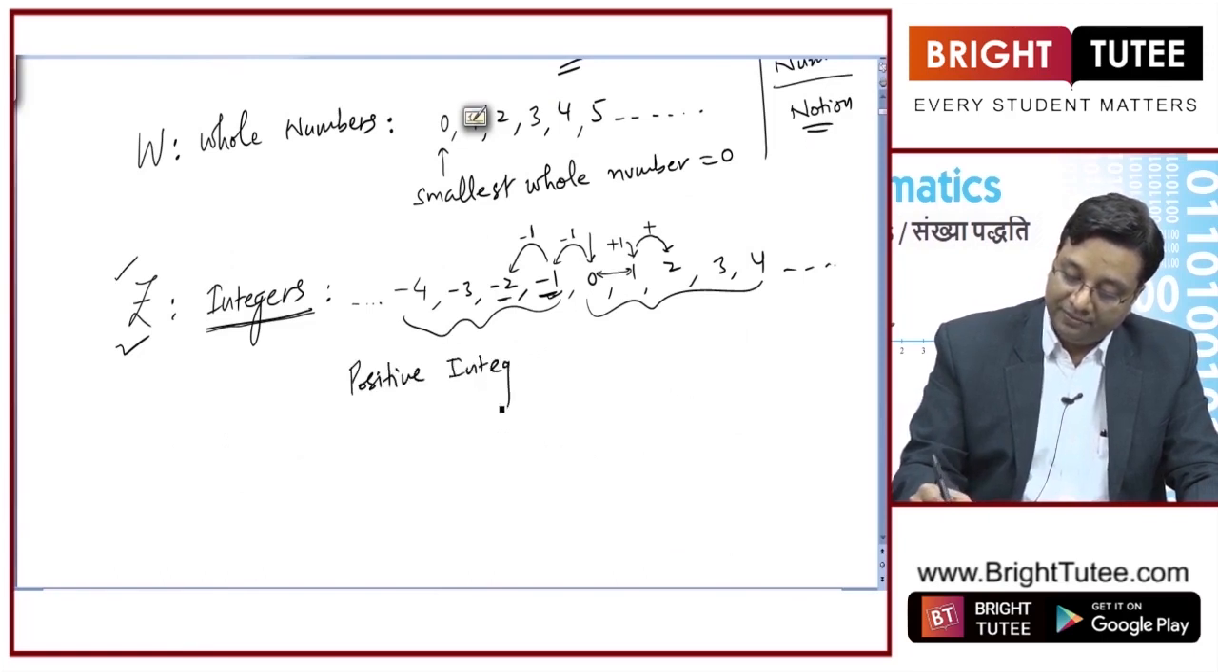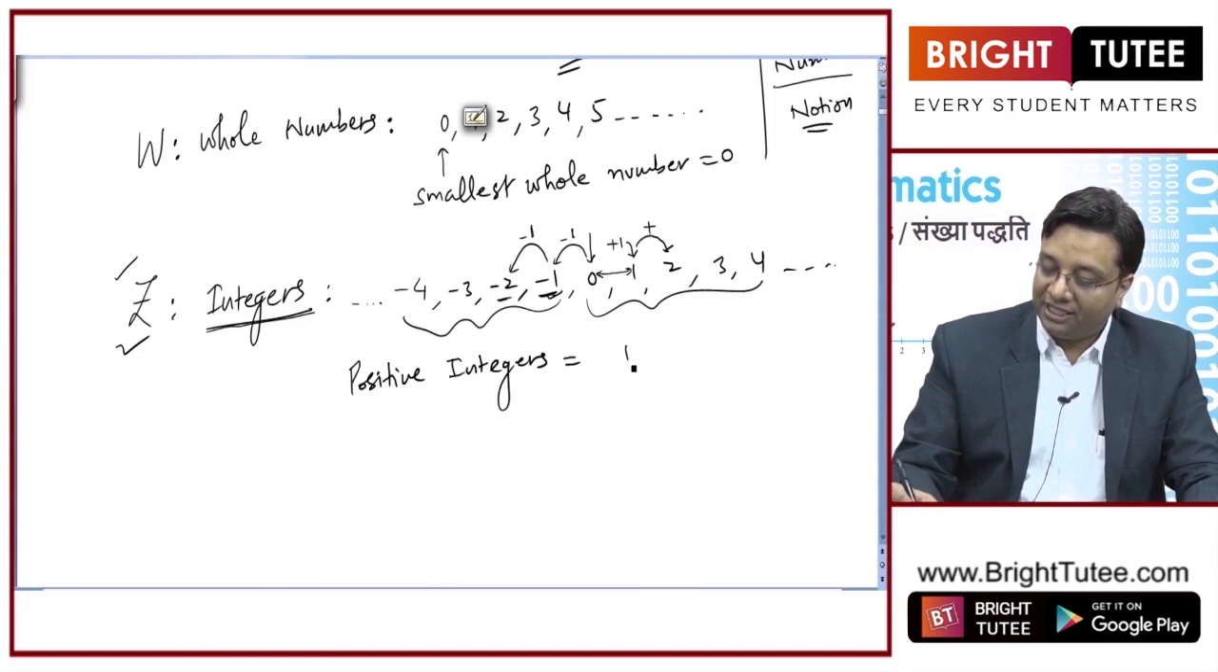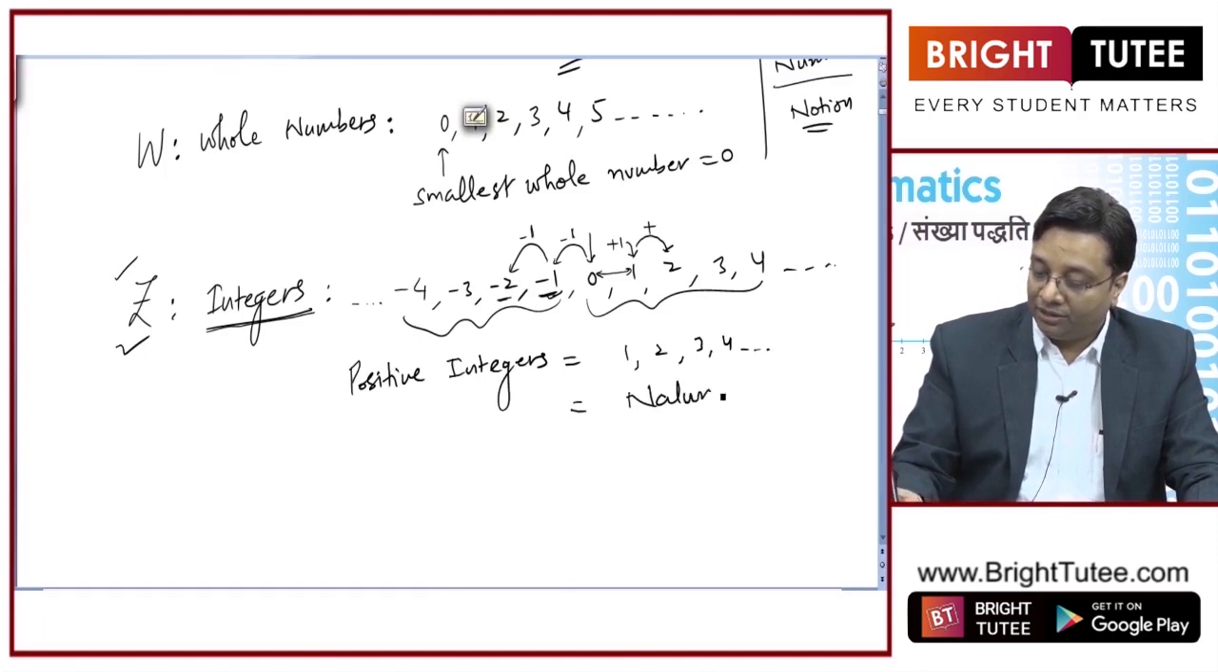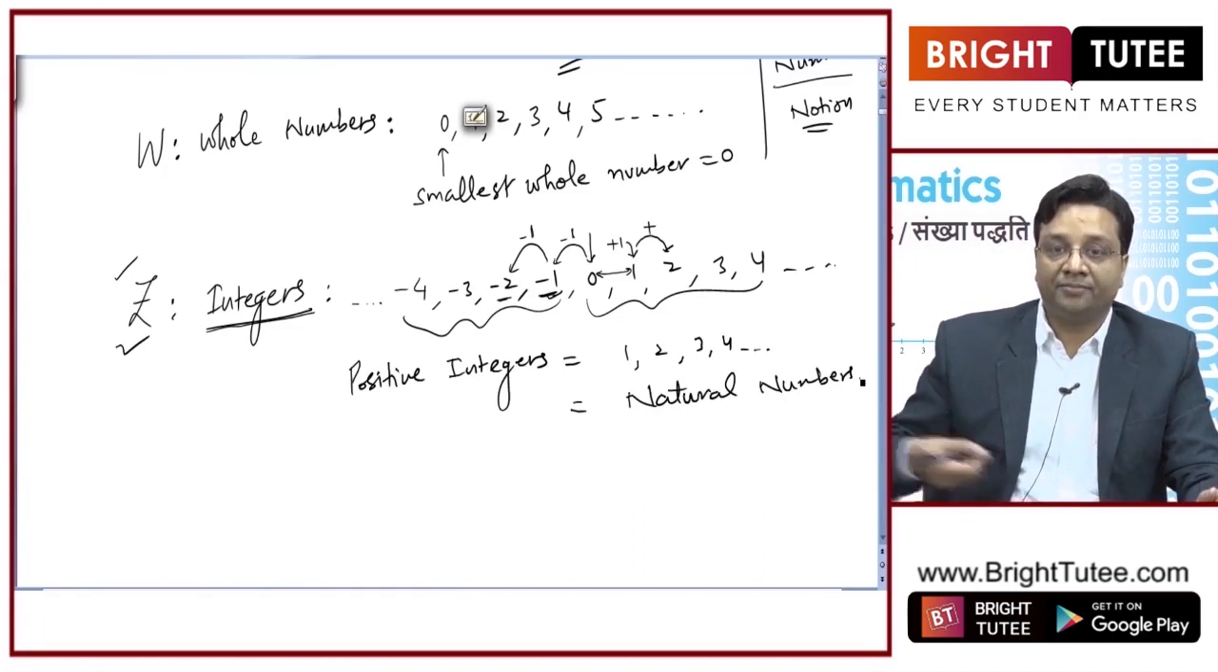Positive integers are 1, 2, 3, 4 and so on, which are also natural numbers. So these are positive integers, right?